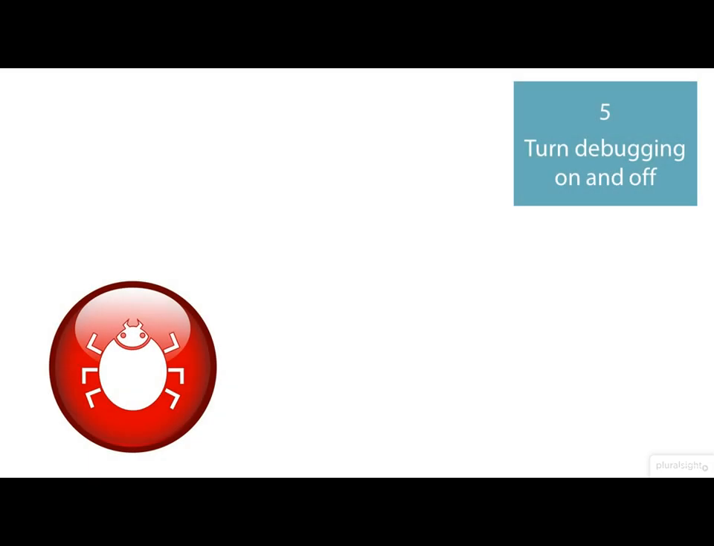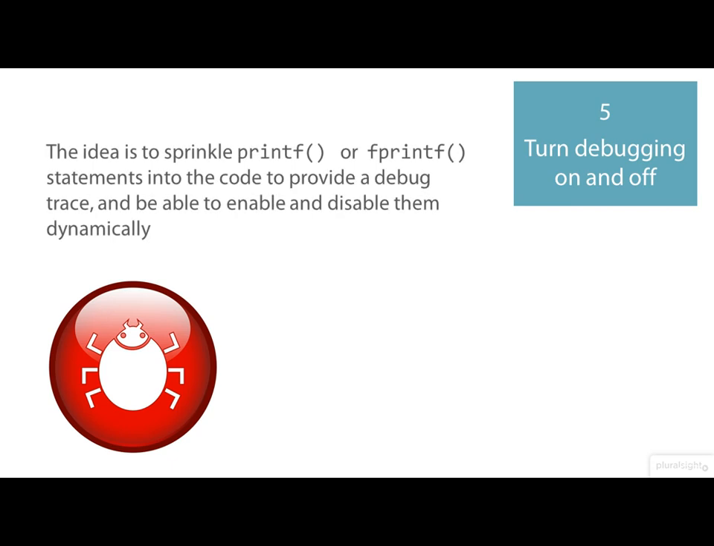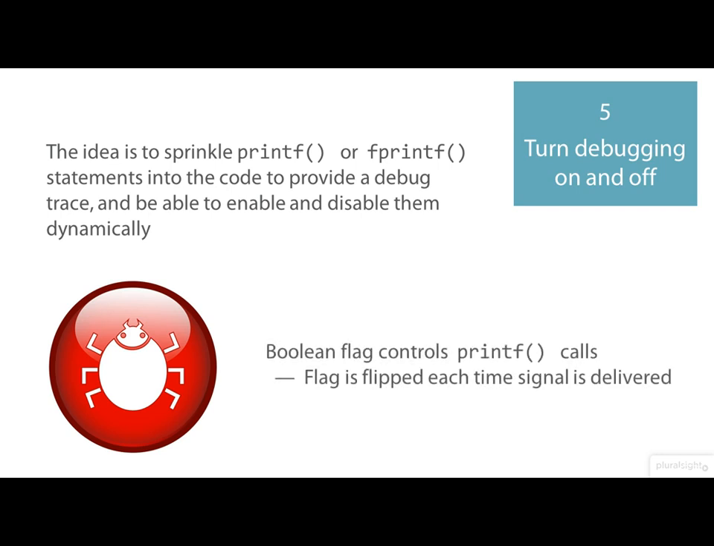Suggestion 5. Turn debugging on and off. The idea here is to sprinkle printf or fprintf statements into the code to provide a debug trace and to be able to enable or disable them dynamically. So I'll have a Boolean flag that controls the printf calls, and the flag gets flipped each time a signal is delivered.